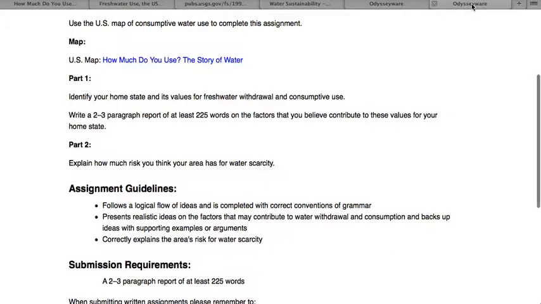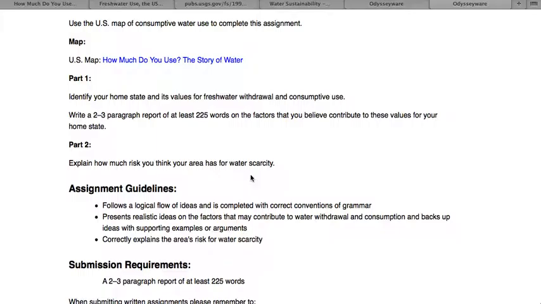So going back to this, you can tell us, in your opinion and based on what you're seeing in these results, how much of a risk do you think Pennsylvania is at? Is it a high risk? Is it a low risk? Is it a moderate risk? And then tell me why you believe that. So that's really what the project is asking you to do.